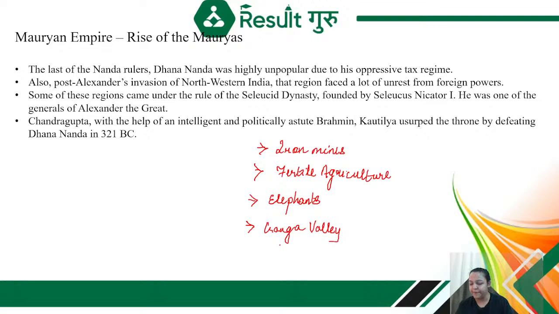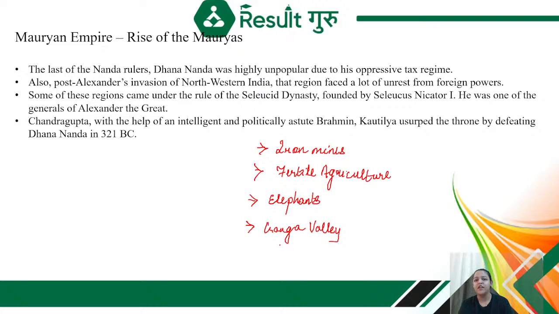Okay. So now let us talk about the first empire of Magadh. Let's talk about the most important dynasty which had ruled over Magadh, and that is the Mauryas. Now before the Mauryas came into power, it was the Nanda Empire who was ruling. And who was the last ruler of the Nanda dynasty? It was Mahapadmananda, or Dhananand.